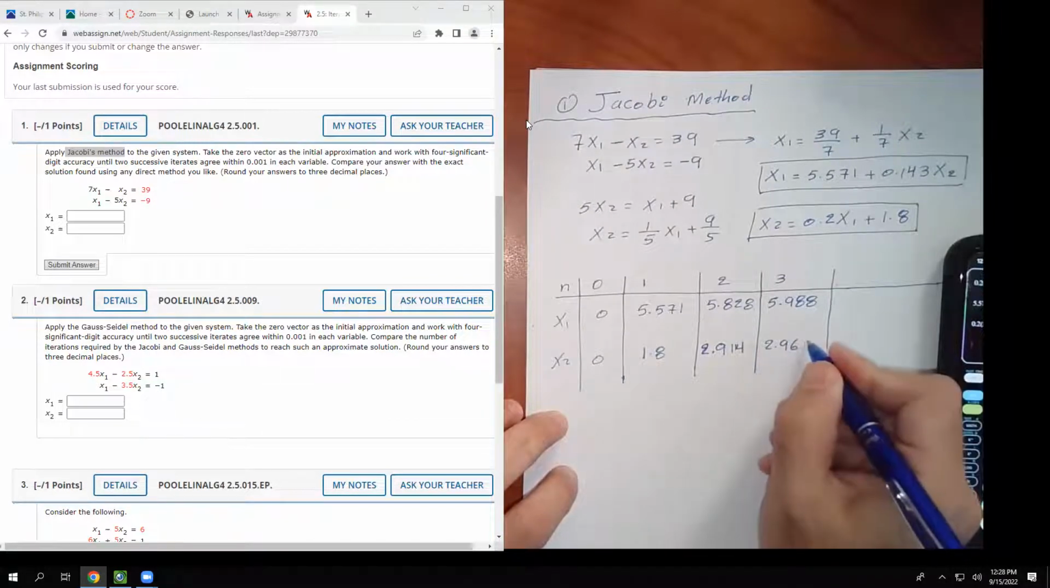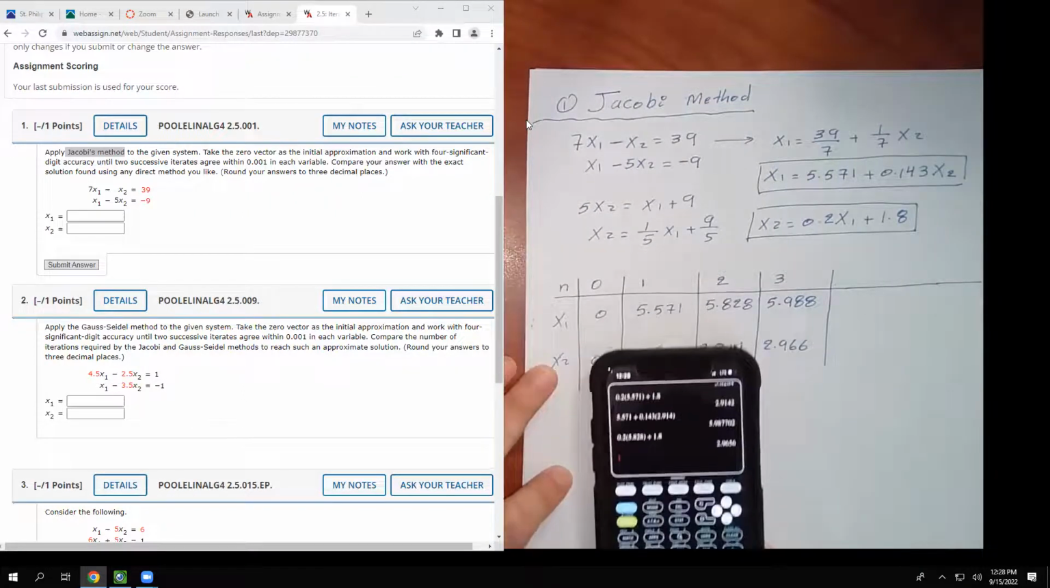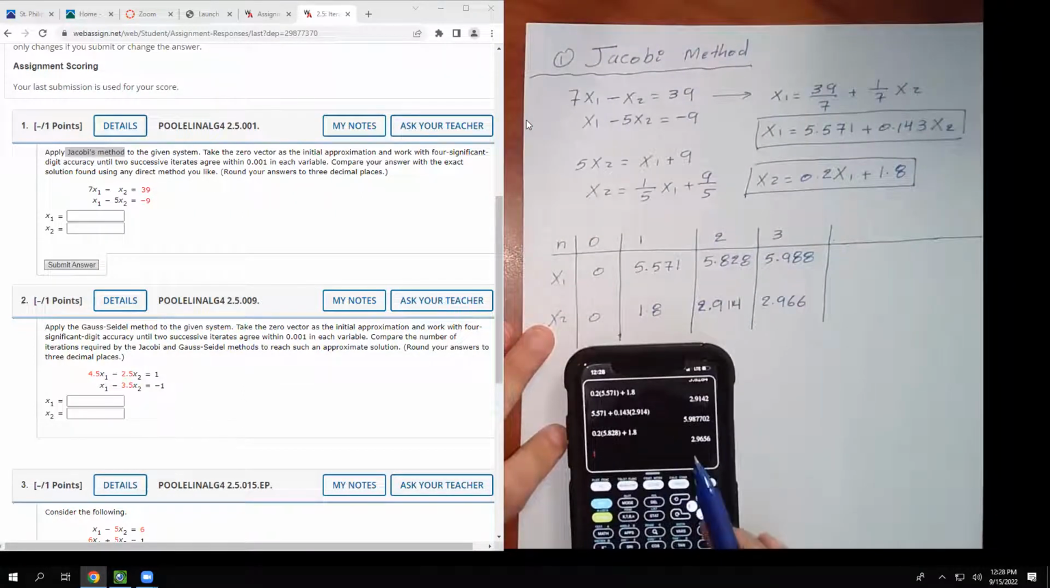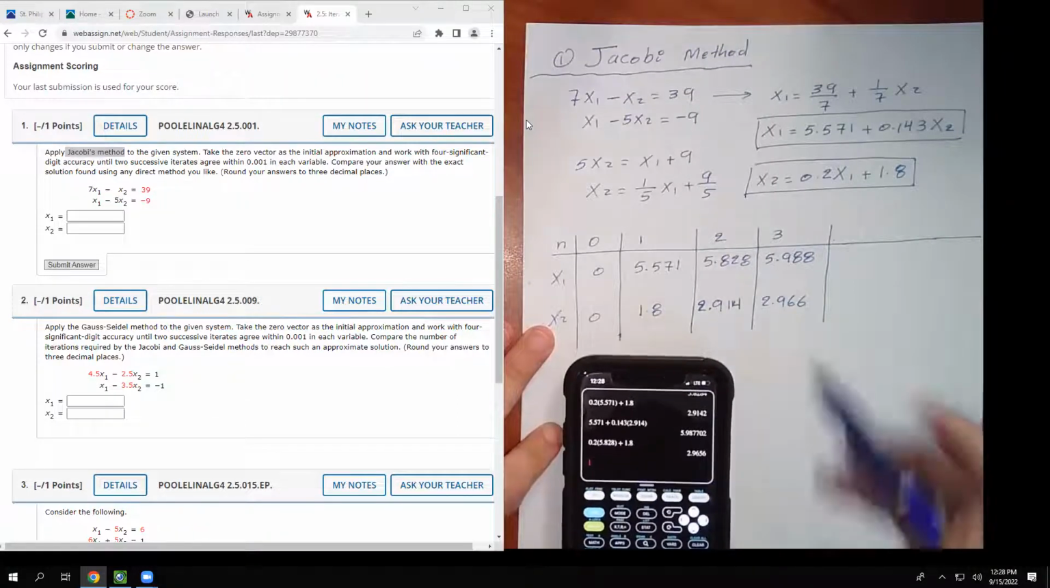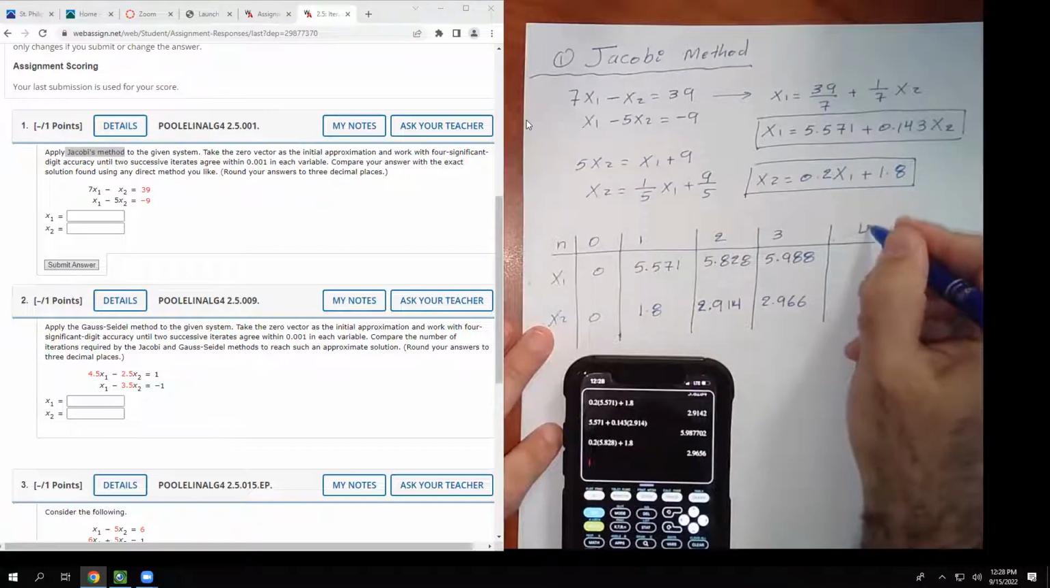So it's going to be 6. You see, I'm rounding this number: 2.9656 is going to be 2.966. See, this one is going to 6, and this one going to 3. Let's do another iteration.